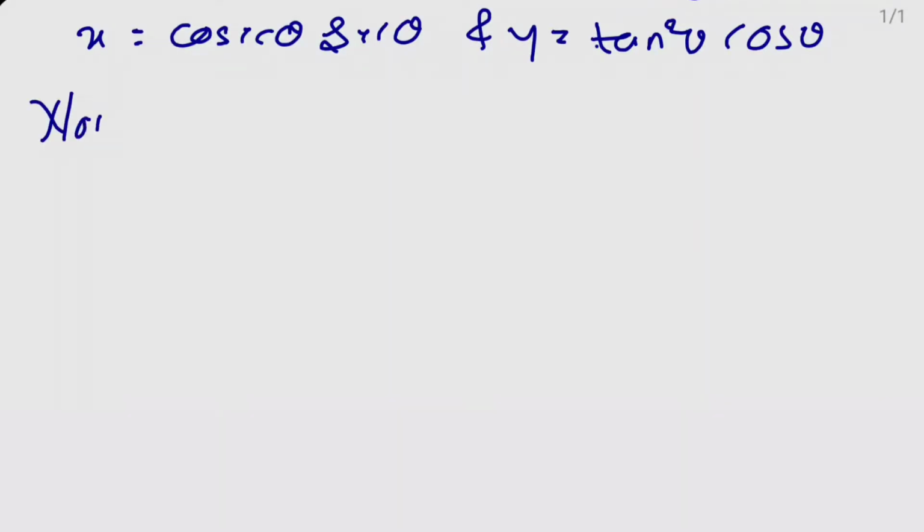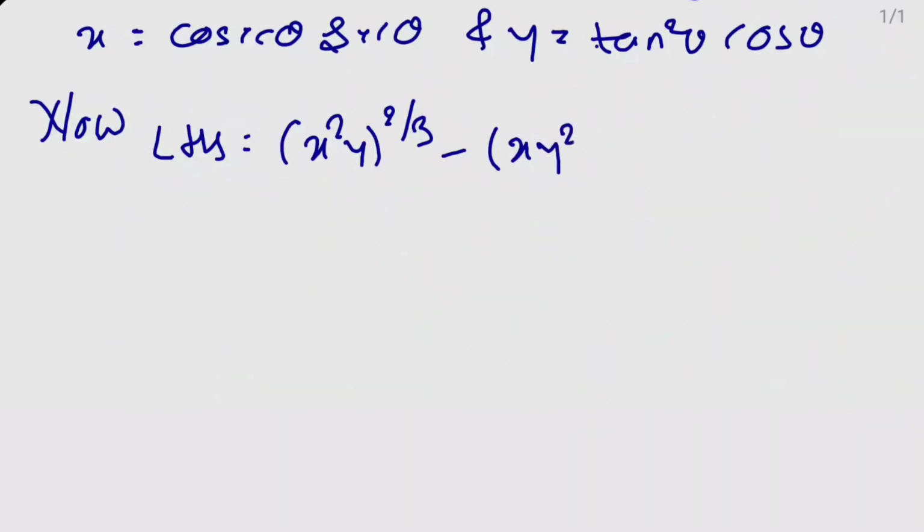And now here LHS equal to, what is our LHS? x square into y raised to 2 by 3 minus x y square raised to 2 by 3. So it is our LHS. Using this LHS, we want to prove RHS, that is 1. And already we know that the value of x and y, substitute here.